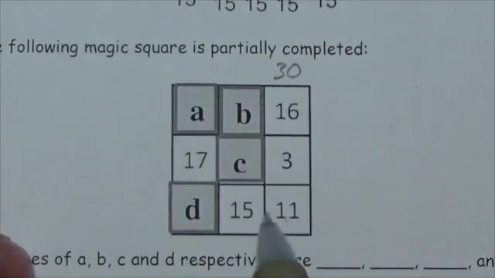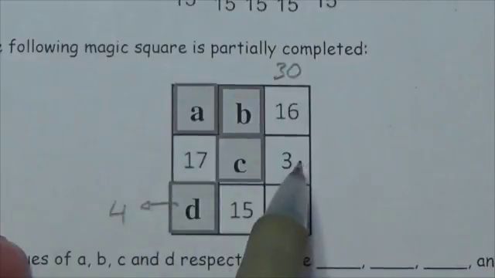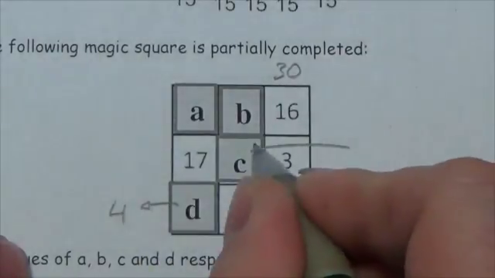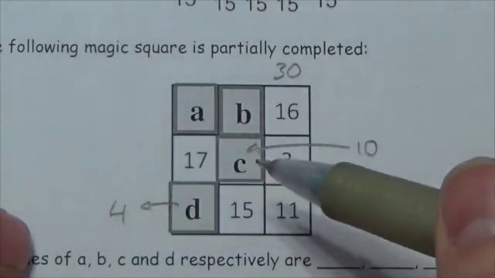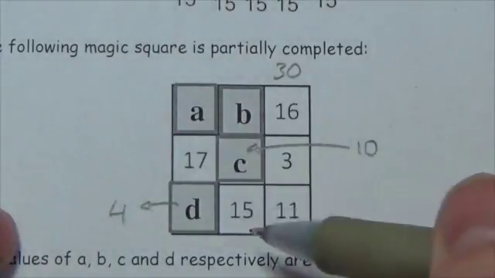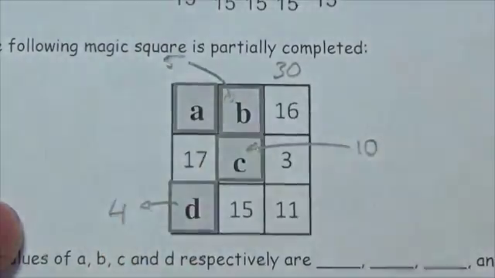Because now anytime we got a row or a column that's got at least 2 numbers in it, we know what the third one is. So for example right here, if this is 15 and this is 11, well 15 plus 11, what is that? That's going to be 26. So D here has to be 4. Think of it like this now, 17 and 3 is 20. That means C has to be 10. Okay, if C is 10, 10 and 15 is 25. That means B here has to be 5.